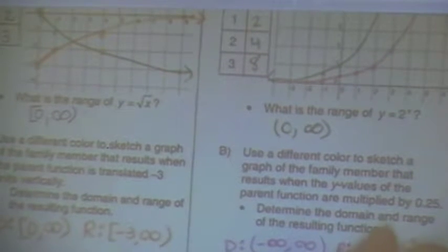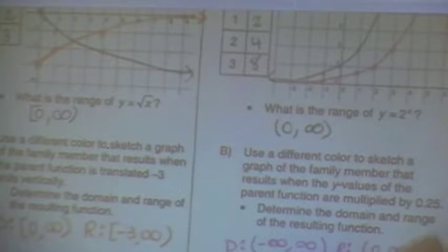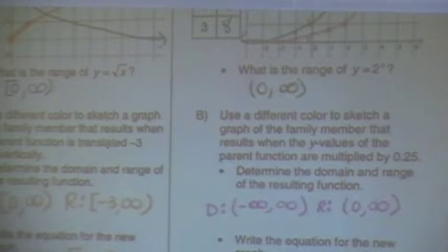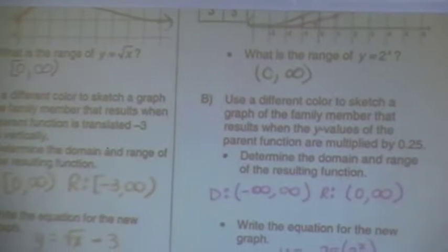So we're going to do 0.25 times 2 to the x power, because this 0.25 is down on the line, not in the tree house. Okay? Third color. Sketch a graph of the family member that results when the parent function is translated 1 unit vertically. So do it, and I'll do it, and we'll see if it matches.